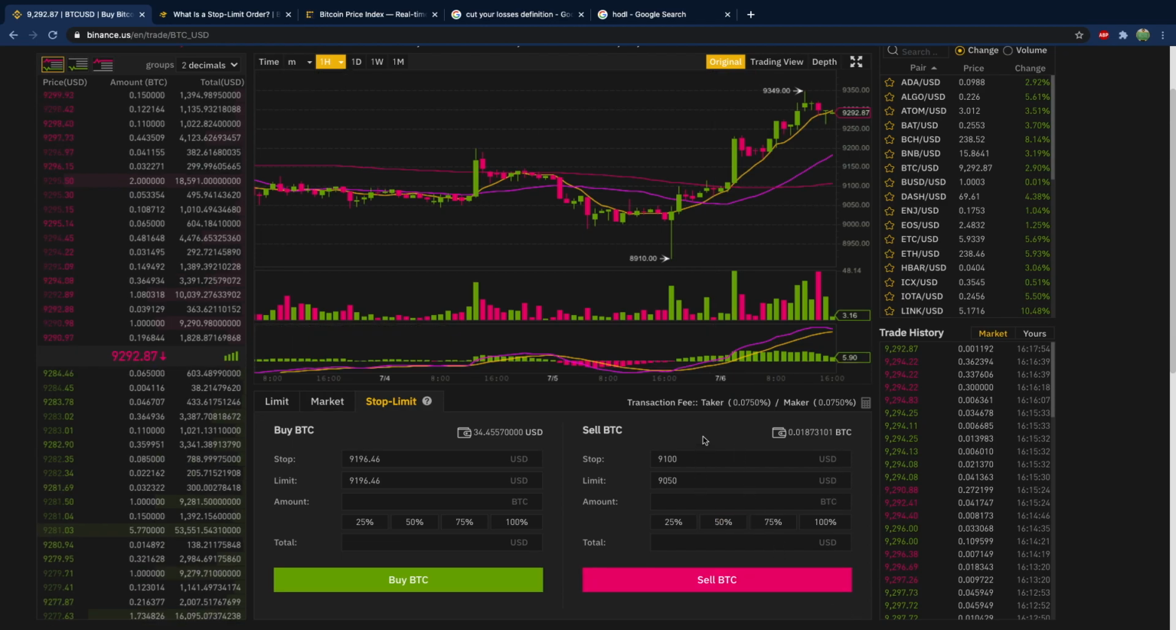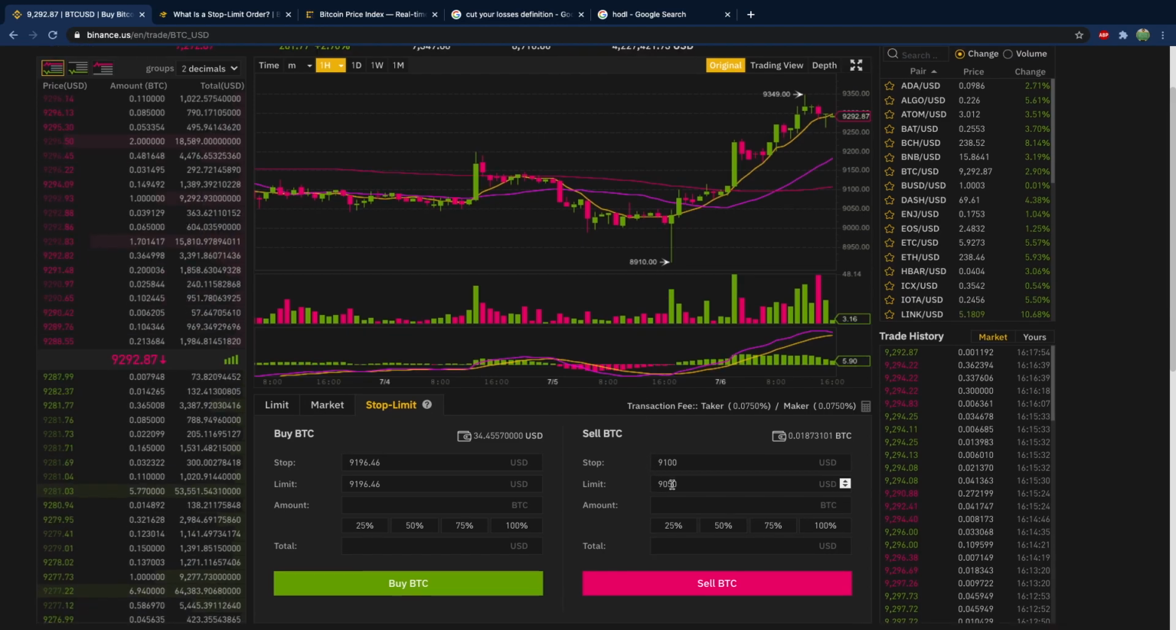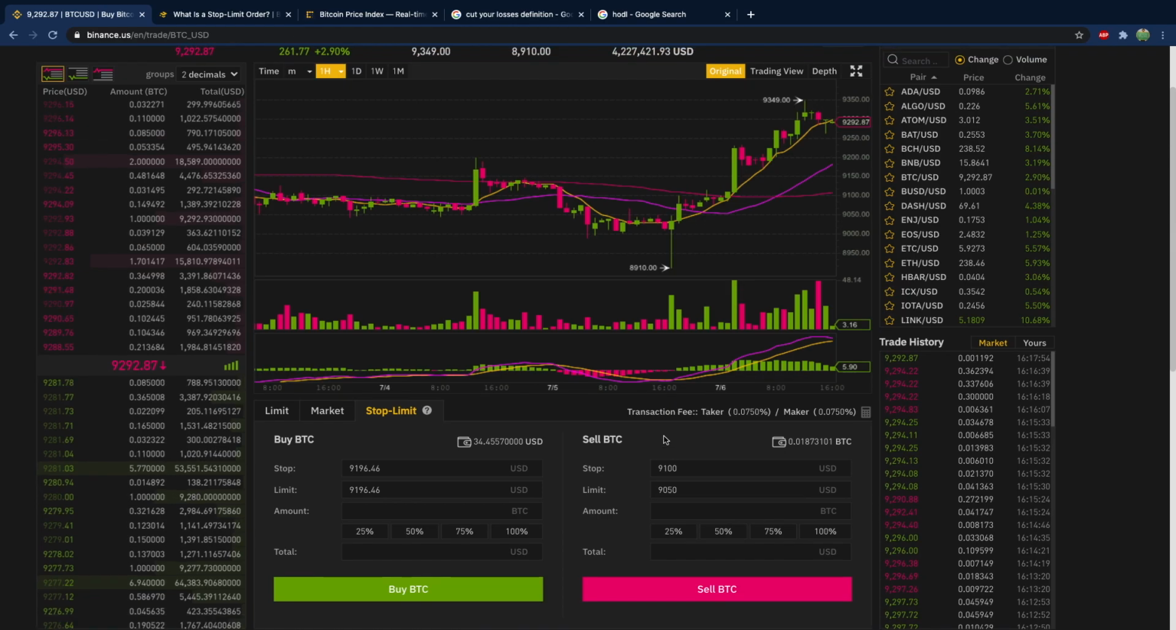Now there is one gotcha when it comes to a stop limit order, and that is if the price tanks extremely fast. Like let's say it's currently at 9,200 something. Let's say it goes down to like 4,000, just as an example. Well, if the price goes down to 4,000 and you're trying to sell it for 9,050, that limit order may not be met. So in that situation, you continue to lose money because you were not able to sell your Bitcoin. The price went too low before your order was fulfilled.